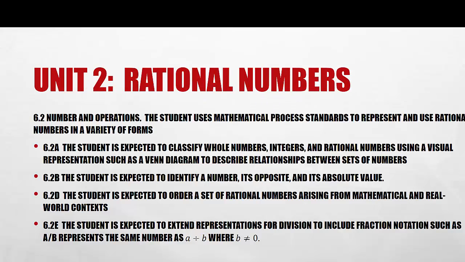All right, Unit 2. In this unit, we're still working in the numbers and operations strand, and the knowledge and skill statement is the student uses mathematical process standards to represent and use rational numbers in a variety of forms. In this unit, we have 4 student expectations that we're working with. 3 of them are supporting standards. 6.2d is the only readiness standard within this unit.